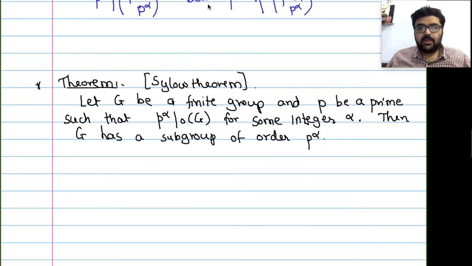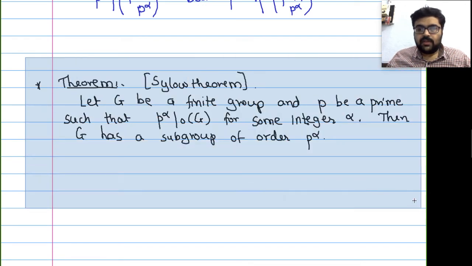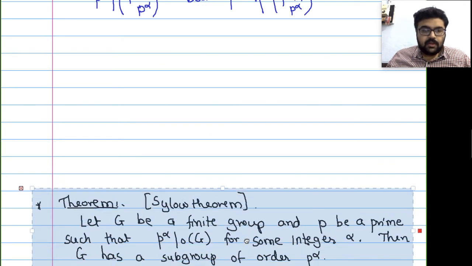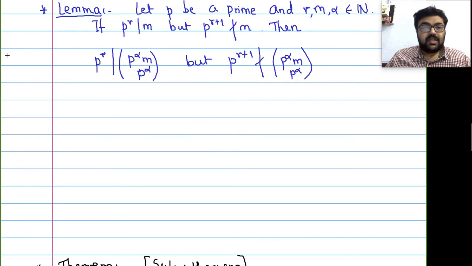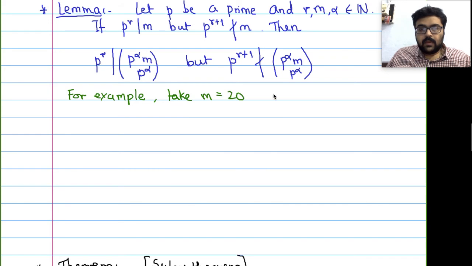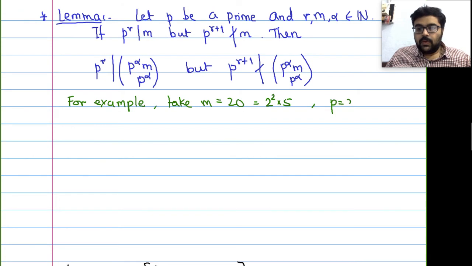I need more space. Let us take this. If you don't understand, we have discussed this in class, but since I'm preparing this video independent of the class, maybe for other viewers, let me take an example here. For example, take m equals 20, which is 2 square into 5, and p equals 2.